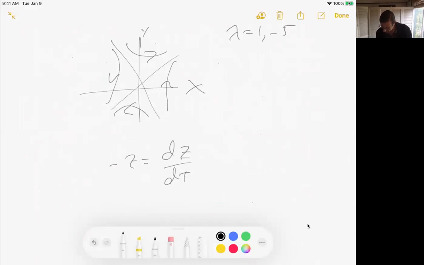That looks like a sink along the z-axis. So I feel like the answer they want is this picture in the xy plane together with this picture on the z-axis.